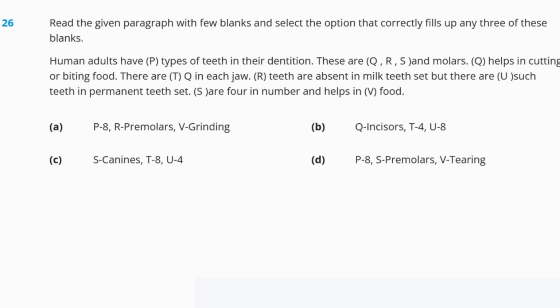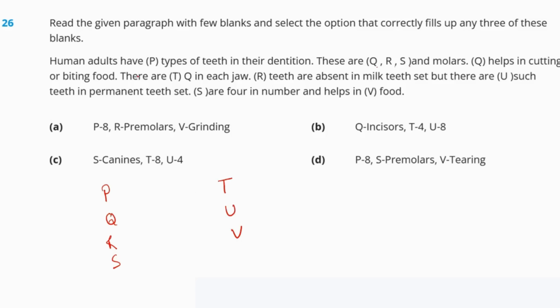Okay. Question number 26. Read the given paragraph with a few blanks and select the option that correctly fills up any three of these blanks. Human adults have P types of teeth in their dentition. There are Q, R, S and molars. Q helps in cutting or biting food. There are T Q in each jaw. R teeth are absent in the milk teeth set, but there are U such teeth in the permanent teeth set. S are 4 in number and help in V food. Okay, we will write here P, Q, R, S, T, U, and V.